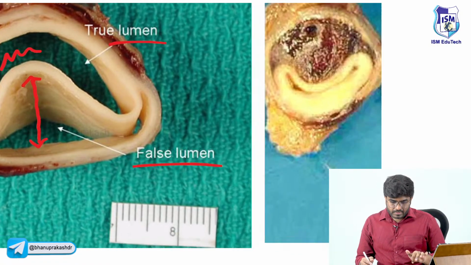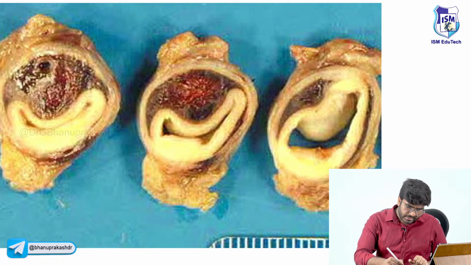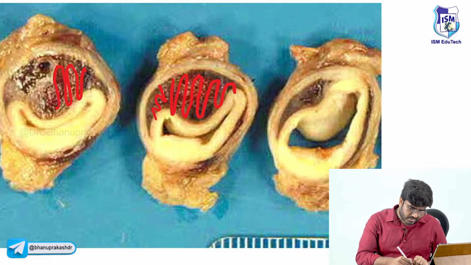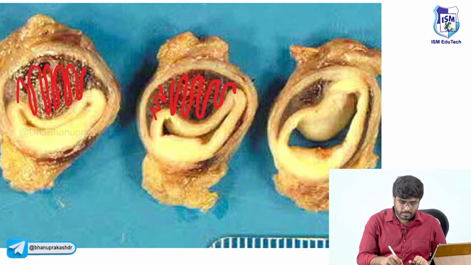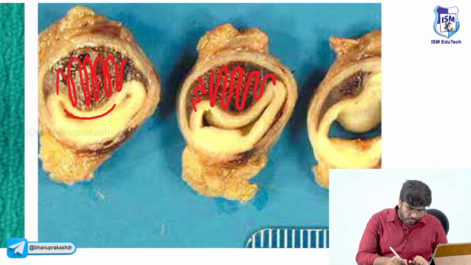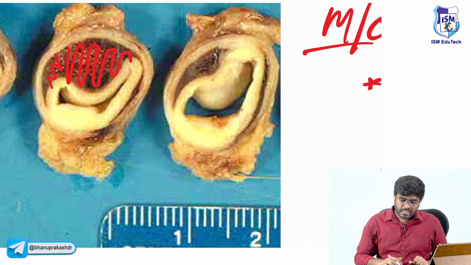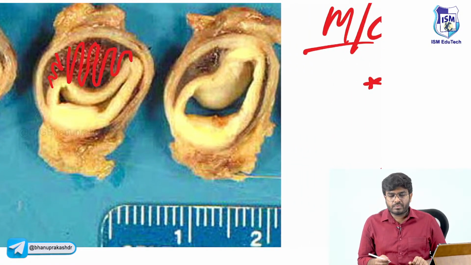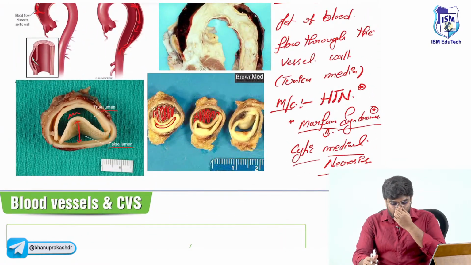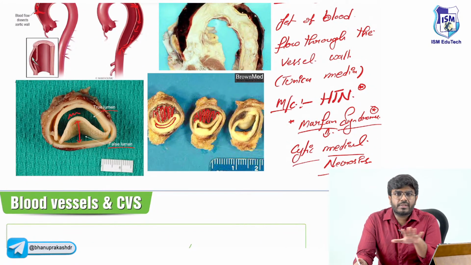Look here also. This is the false lumen now. See, the blood is there in the false lumen. Here also it is the same. The blood is going through the false lumen, so the original true lumen is going to be totally obliterated. That will actually kill the patient. It's a medical emergency. So the aortic dissection topic is also completed.